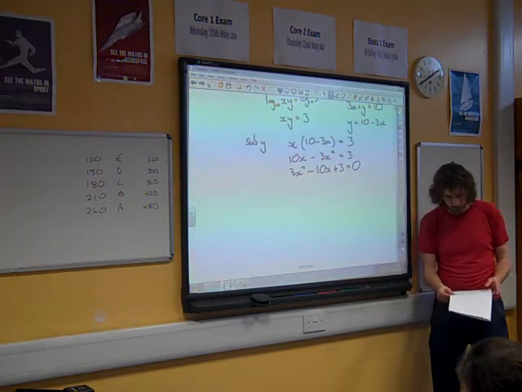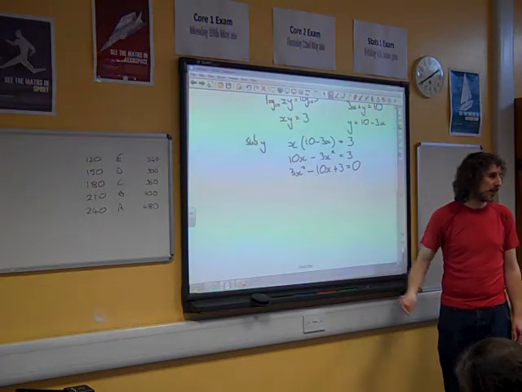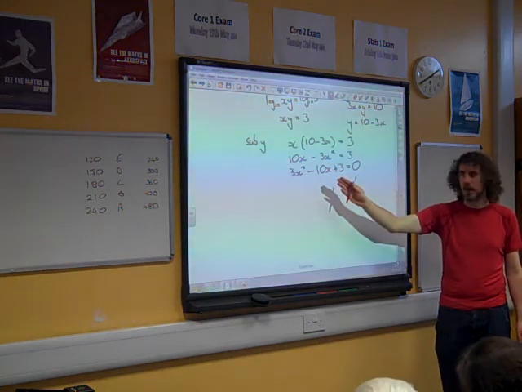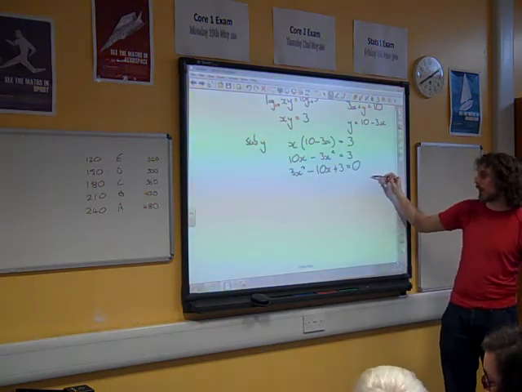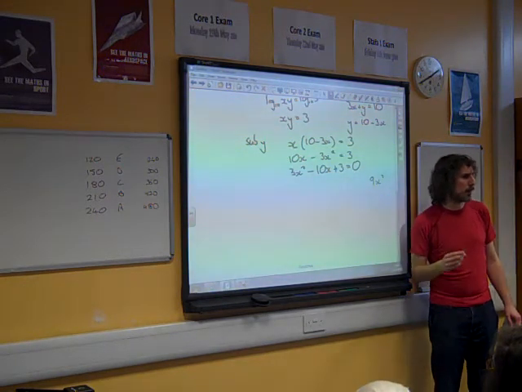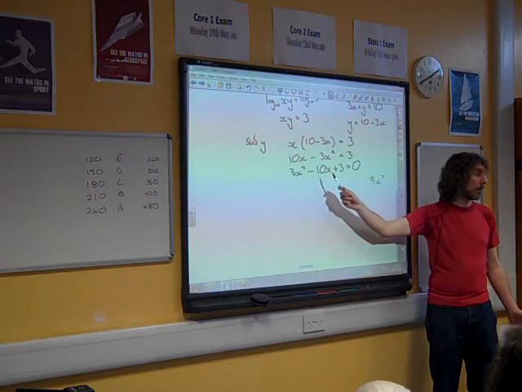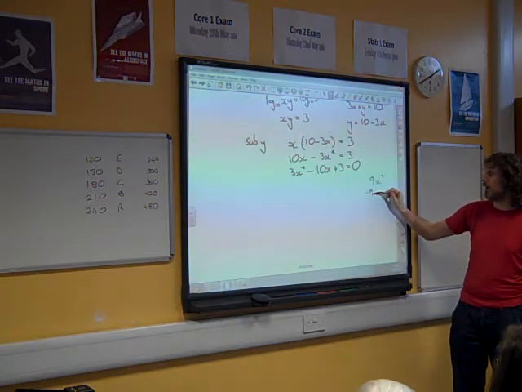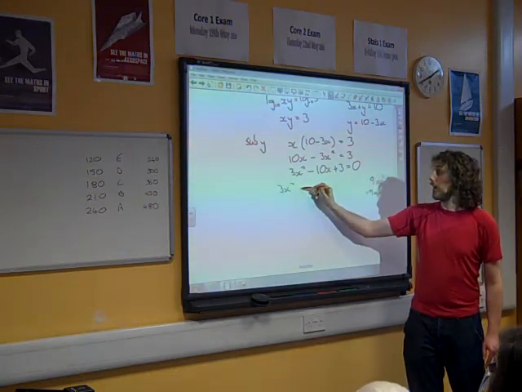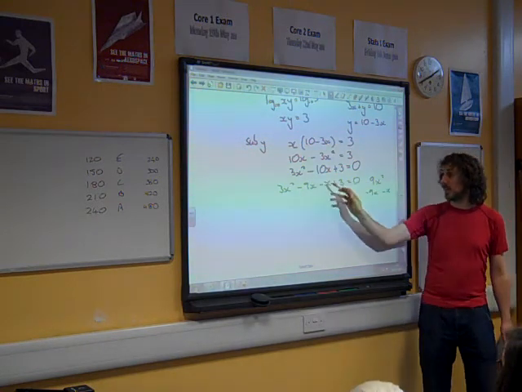We need to solve this. Can we factorise it? You hopefully can put that straight into brackets. If you can't, have you seen this method that always is great? If you multiply first and last things together to get 9x squared, and then try and think of two things that multiply to give 9 and add to give minus 10. Well, that would have to be minus 9 and minus 1. So we're going to split up the minus 10 to be minus 9 and minus 1.